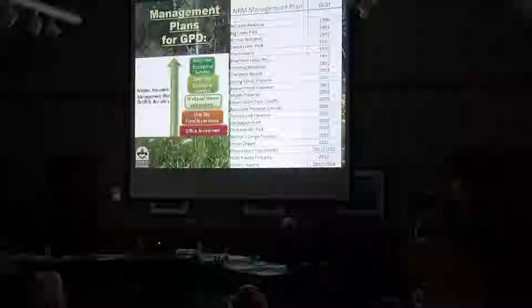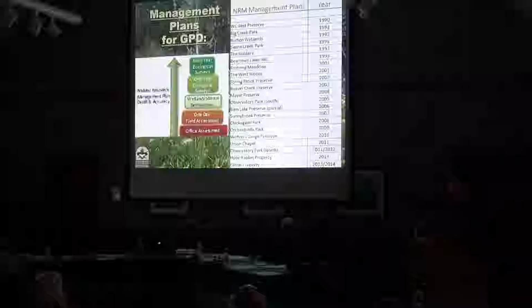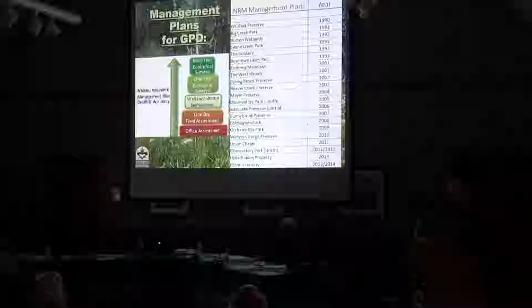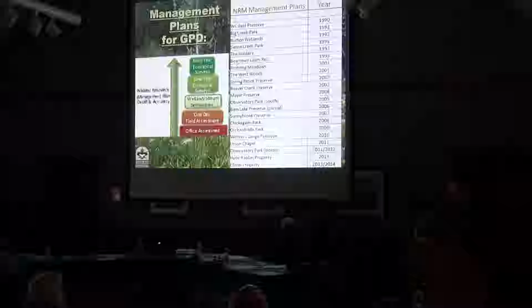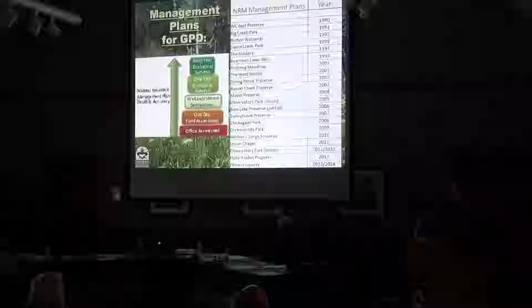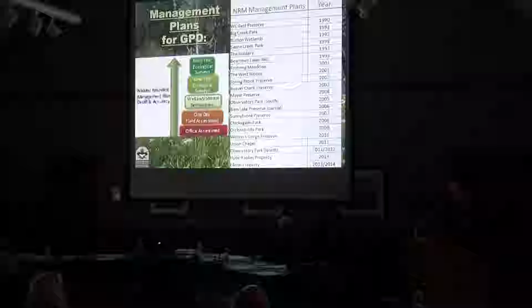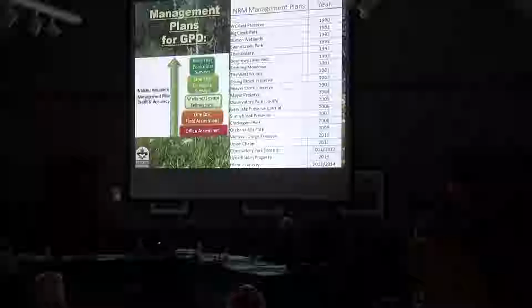Management plans, we have about 20 or so already, and some of these are available on our website. We are revamping the natural resource management website, and we're going to have a lot of these available for folks to look at. But again, the degree of study and detail varies with how much time we were able to put into them. So some of them are really highly detailed, depending on the size of the property.